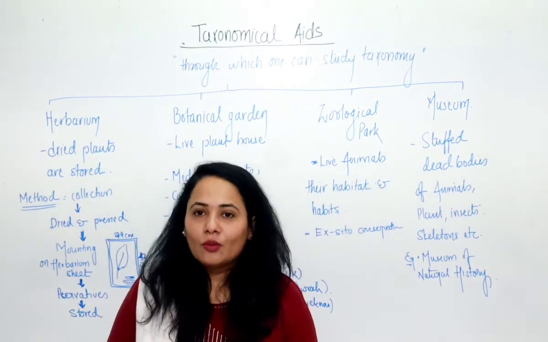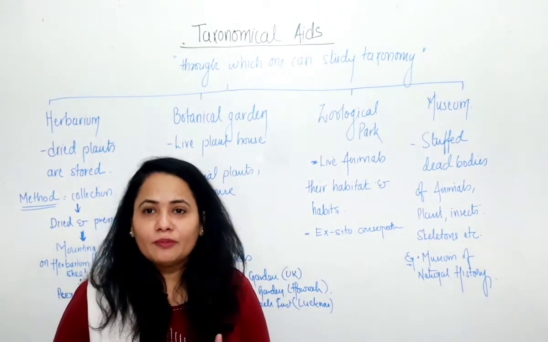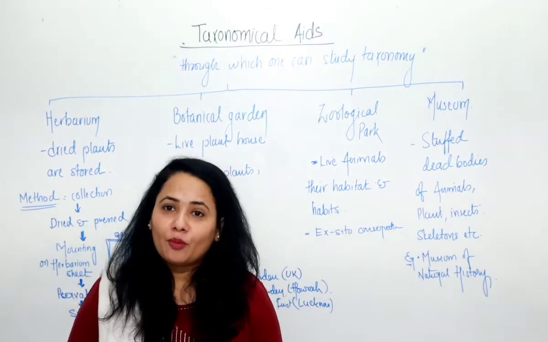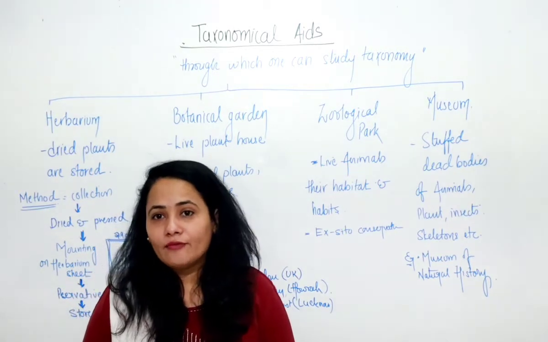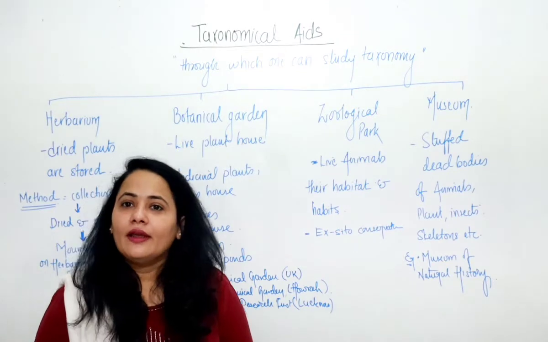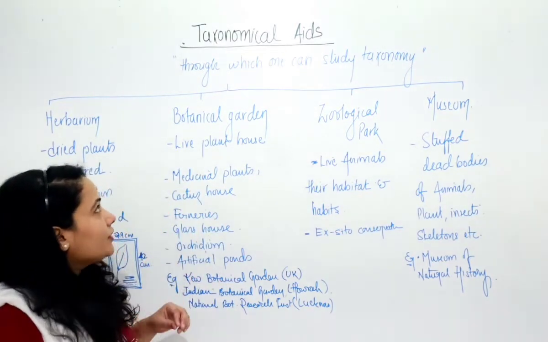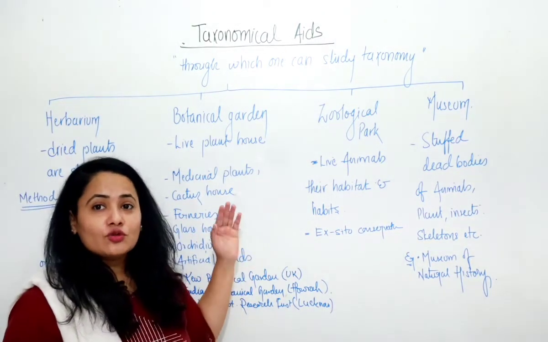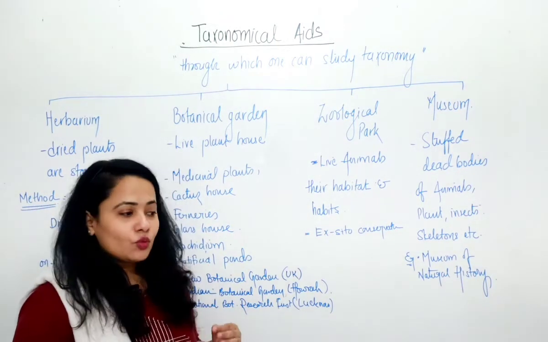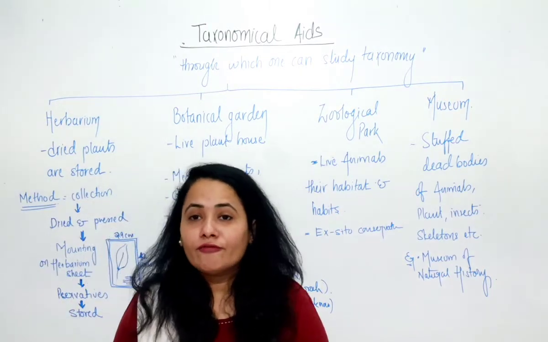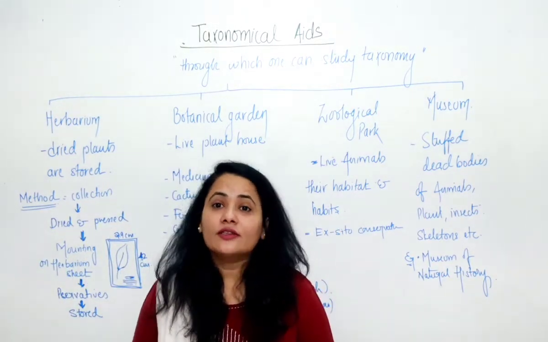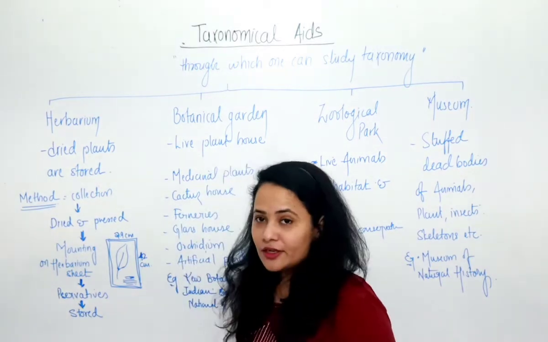So if we talk about taxonomical aids, which are the places or the constructions that are used as taxonomical aids, really helpful to study taxonomy? So here we go with the taxonomical aids. First of all, taxonomical aids are those through which one can study taxonomy. Now, which are the taxonomical aids? There are 4 basic taxonomical aids, apart from one more thing, that is recordings.